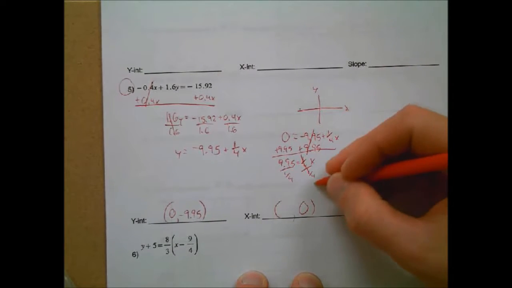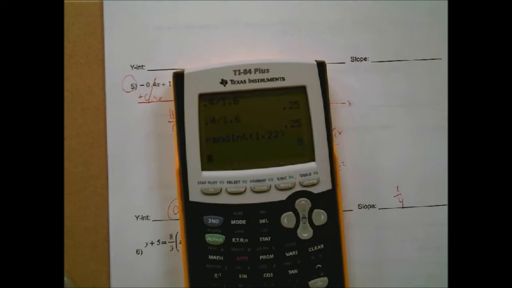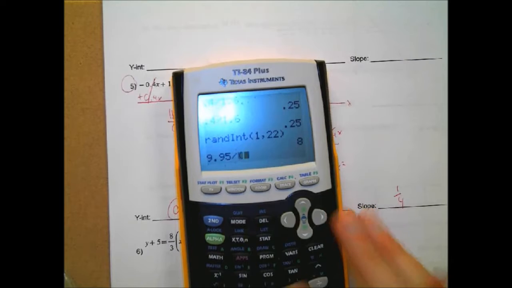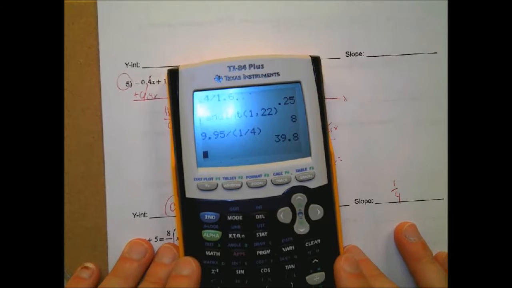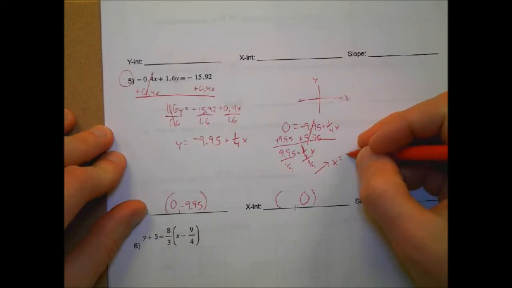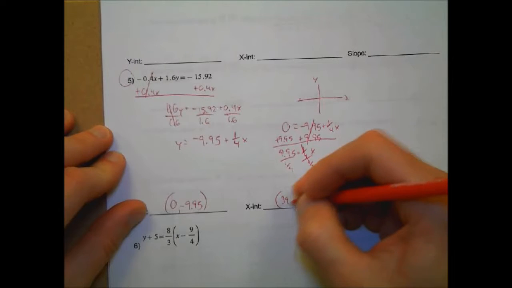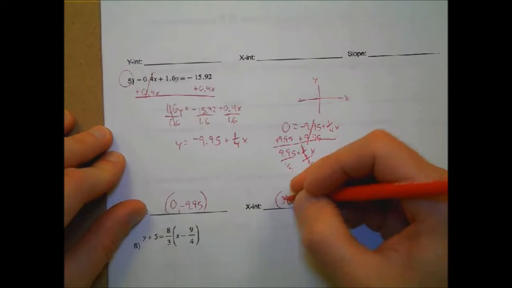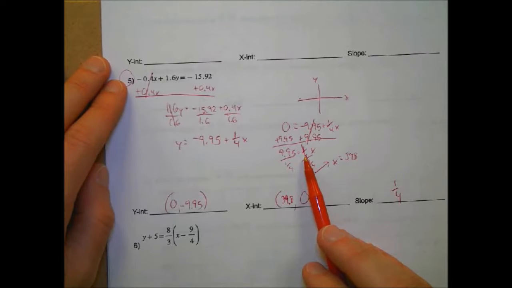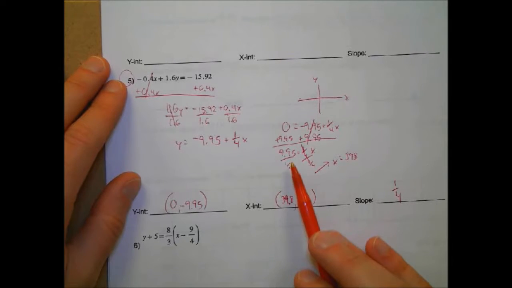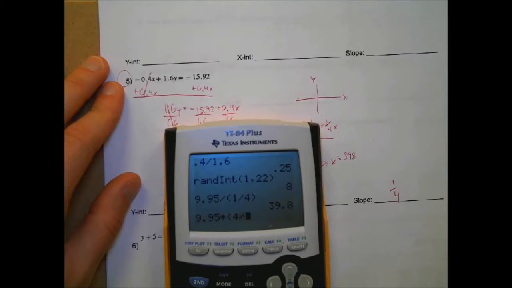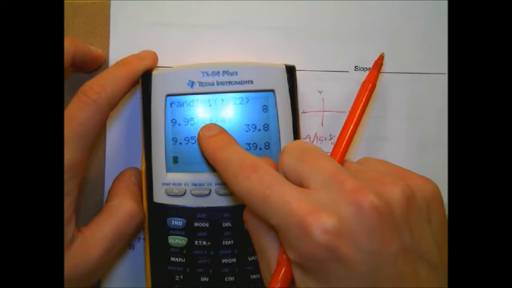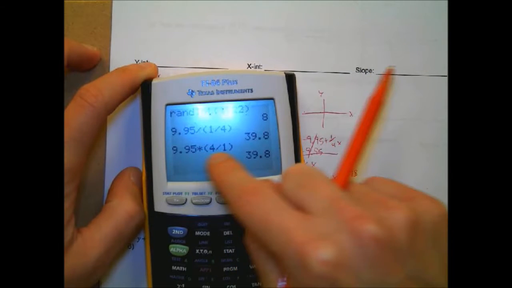Okay. So 9.95 divided by, again, parentheses around the fraction. There we go. All right, 39.8. So 39.8 is your x value. And again, if you don't want to divide by a fraction, multiply by its reciprocal. So instead of dividing by 1/4, you can multiply by 4/1, right? 9.95 times 4/1, also 39.8. See, there's 9.95 divided by 1/4, or 9.95 times 4/1, the reciprocals. And same thing.